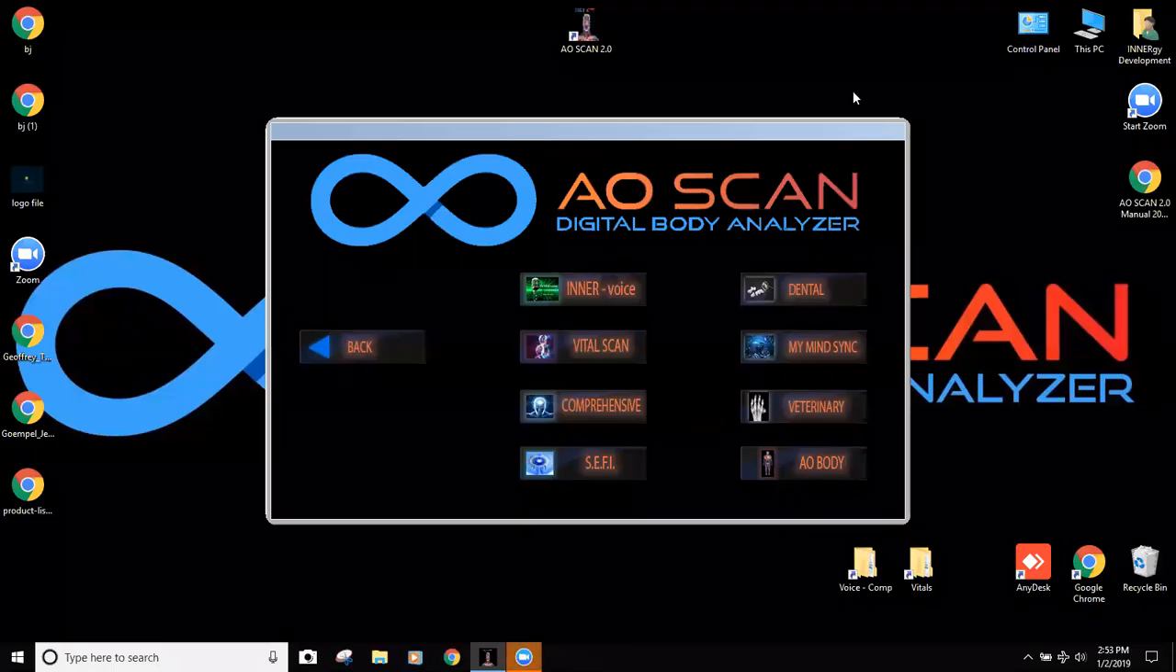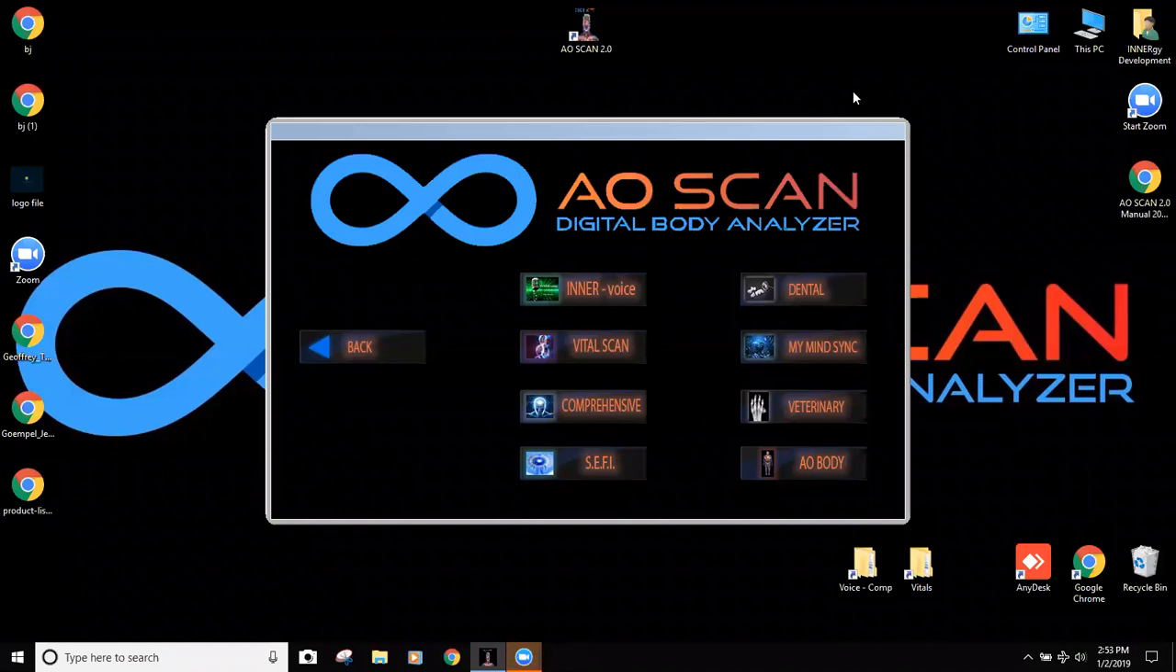Okay, so now we've done our inner voice and we want to move on to doing something that's a little bit more directly involved with metabolism and physical health. And so now we're going to do what's called the vital scan. This is going to require that the client has on their headset.